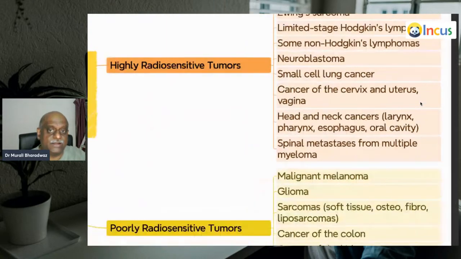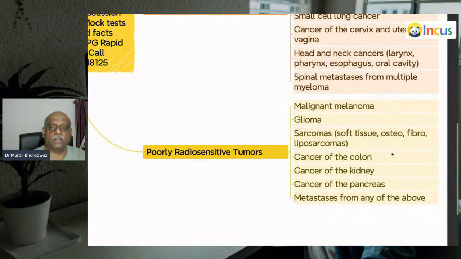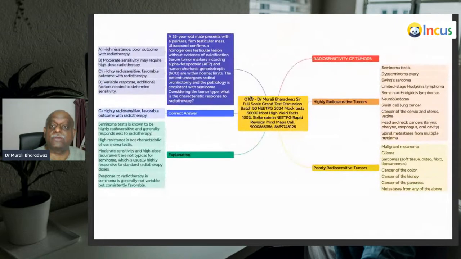Cancer of the cervix and uterus, vagina, head and neck cancer, spinal metastasis. What are poorly radiosensitive? Malignant melanoma, glioma, sarcoma, carcinoma of the colon, cancer of the kidney, cancer of the pancreas, and metastasis from colon, kidney, pancreas are poorly radiosensitive. A list, there is no other option for tomorrow's NEETPG, doctor.